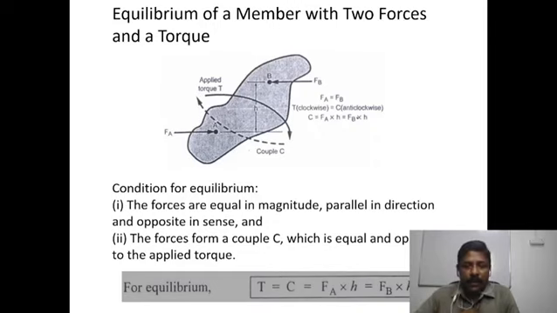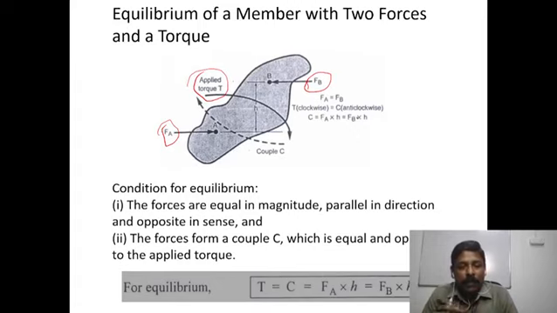In this diagram, this is a body subjected to two forces Fa and Fb, and it is subjected to one torque T. Here the torque is acting in the clockwise direction, and these two forces Fa and Fb are acting at some distance h. So these two forces will form a couple. Couple is equal to force into perpendicular distance, either Fa or Fb into the perpendicular distance h. So that is forming a couple.